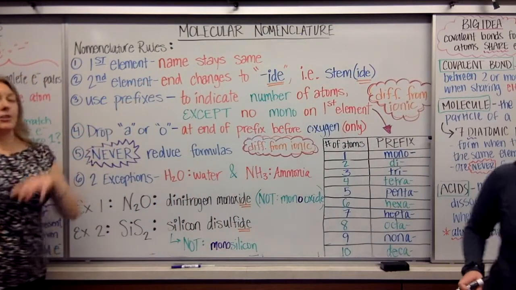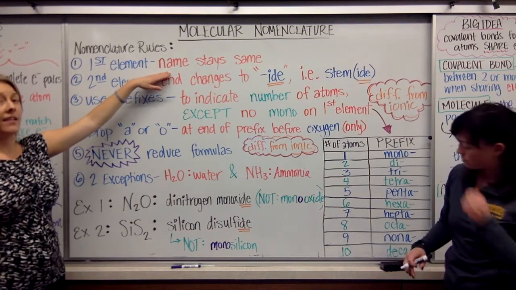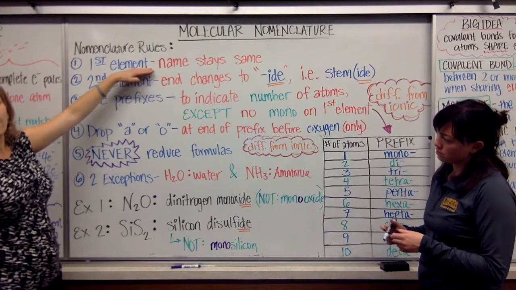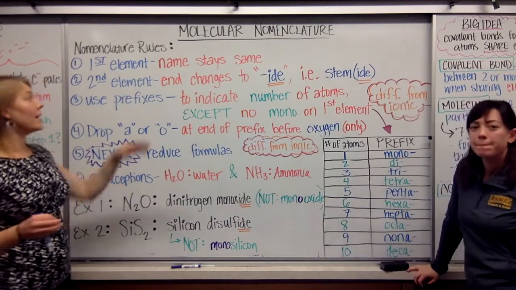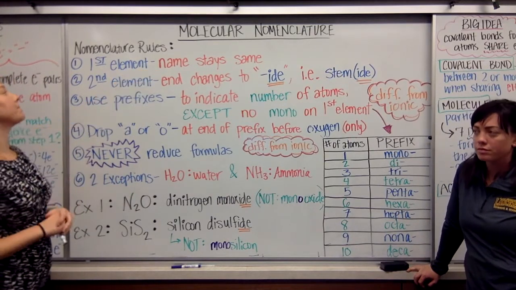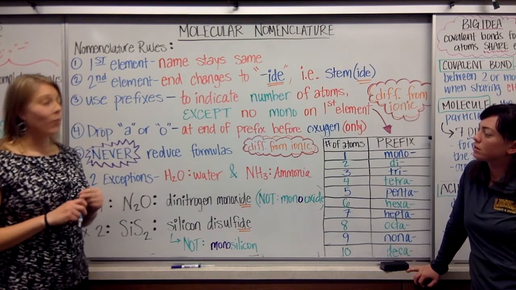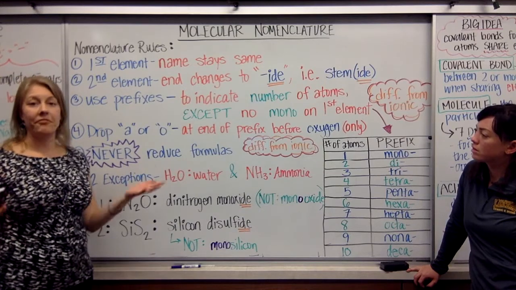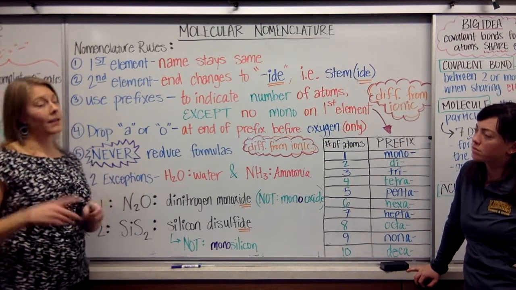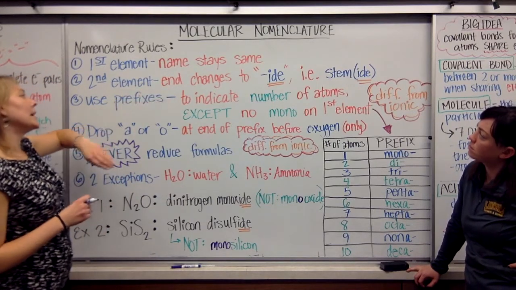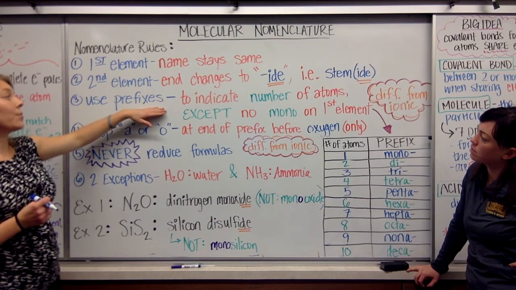So here's our nomenclature. Our rules here, the first rule is the same exact as naming ionic bonds. When we're naming molecules, the first element, the name stays the same, all right? So just like in an ionic bond, the metal stays the same. The first element here, the name stays the same. The second element, the ending is going to change to "ide," which will be the stem plus "ide." Very similar to ionic bonds, right? Our non-metal, like fluorine, we would change to fluoride. Similar here, okay? The big difference is that with covalent compounds, we're adding prefixes.